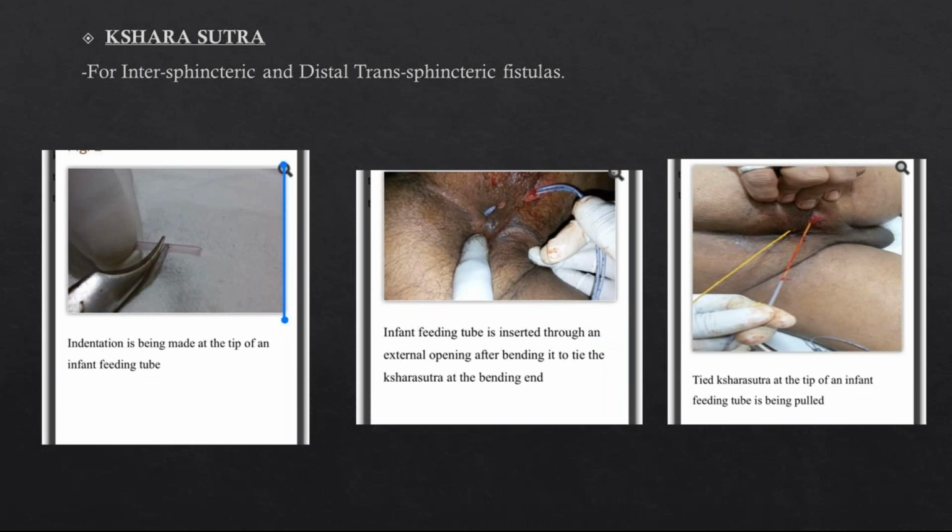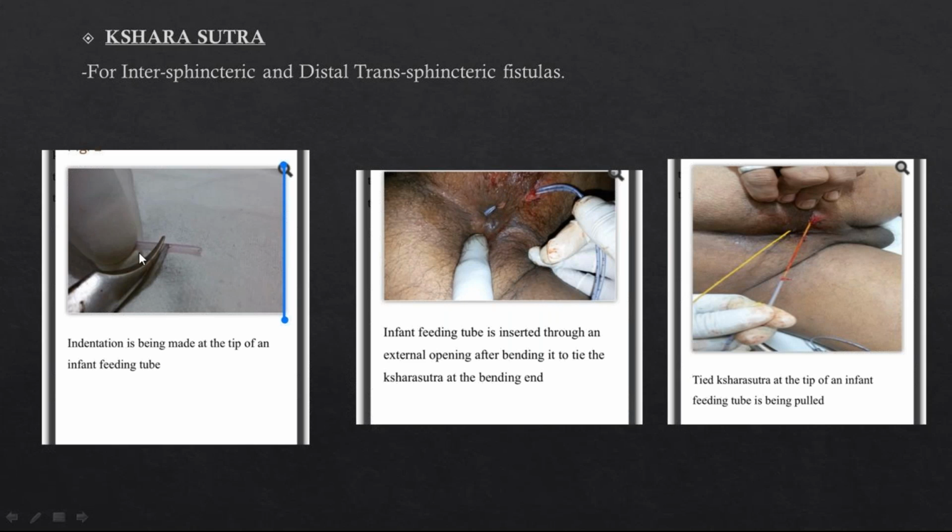So this is another method which Ayurvedic surgeons use. This is called Shara Sutra. This is also similar to the fistula seton. What they do is the same: they will pass an infant feeding tube. They will make a small hole in the infant feeding tube. Here he is giving a cut in the infant feeding tube. He will pass it from the external opening and it will come out through the internal opening.